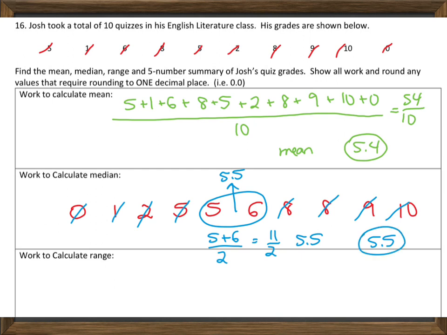Okay, so remember, the formula for range is simply that we take the largest number and then we subtract off the smallest number. So in this problem, the max is 10 and the min is 0, so the range is 10.